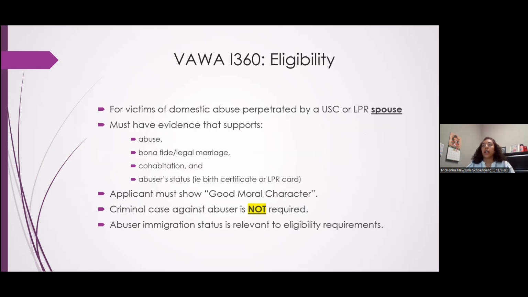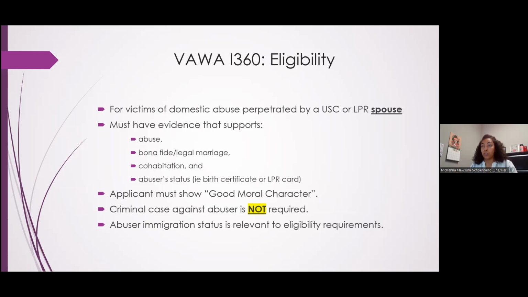VAWA, again, standing for Violence Against Women Act, is a statute. The form that we use is the I-360. All immigration forms have a letter followed by various different numbers as their form identifier. And so the VAWA form is an I-360. It can be used for a plethora of different applications, and we're going to focus today on being an abused spouse of a lawful permanent resident or a U.S. citizen.